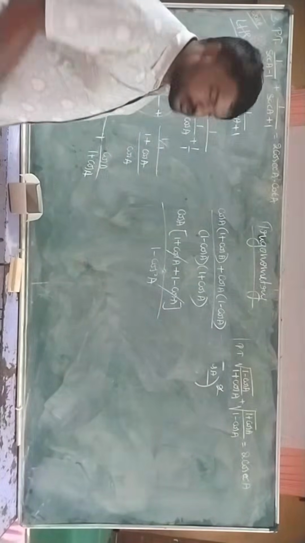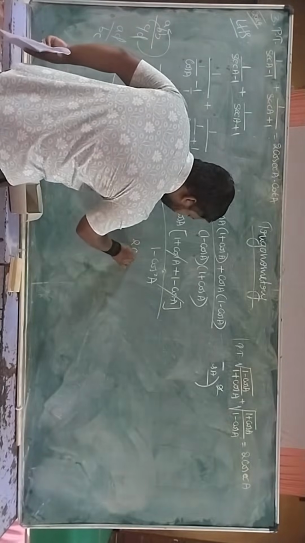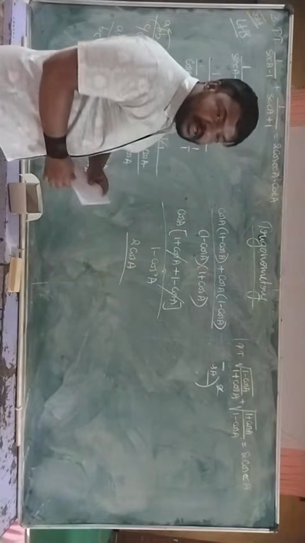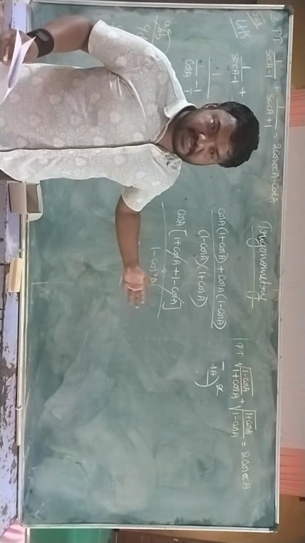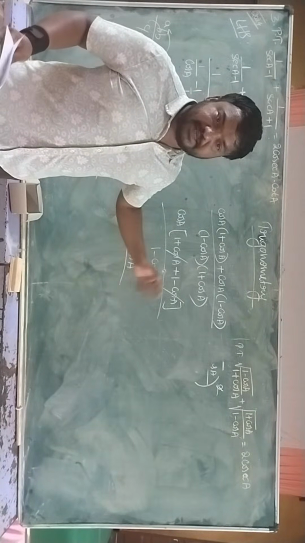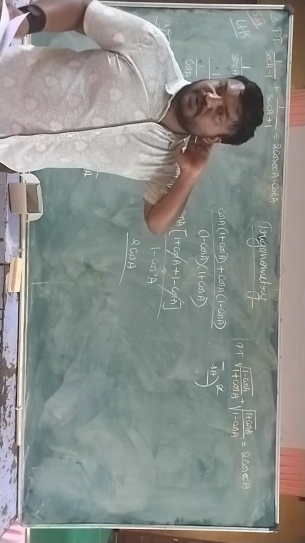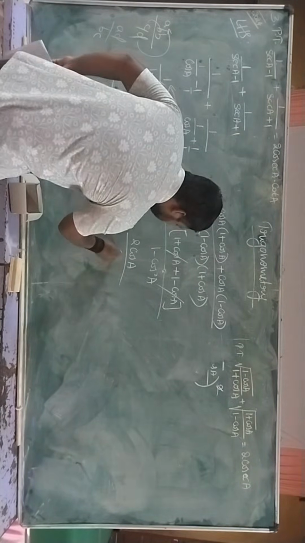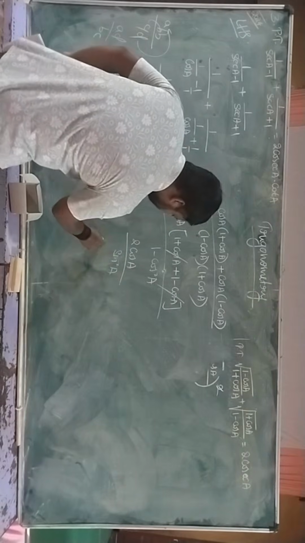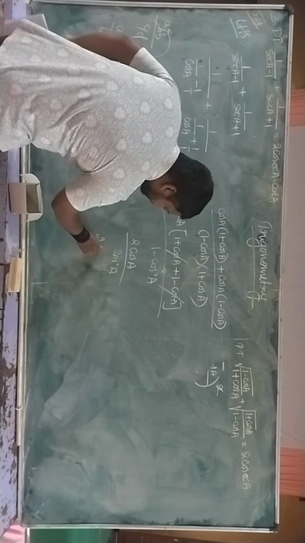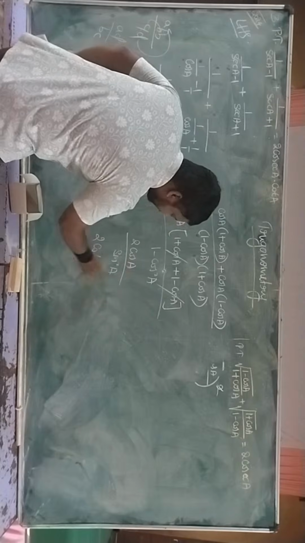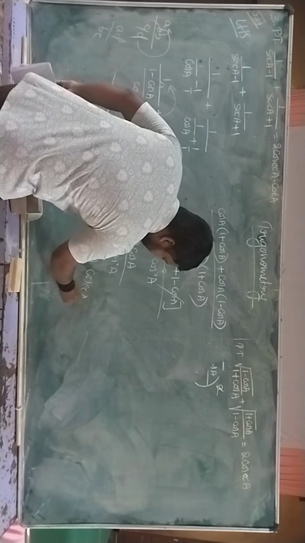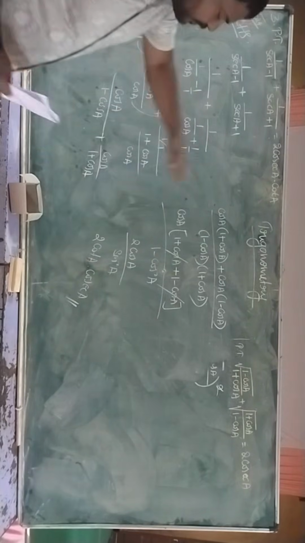1 plus 1, 2. 2 times cos A divided by 1 minus cos square A, which is nothing but sin square. According to the first identity, sin square theta plus cos square theta is equal to 1, and 1 minus cos square theta is sin square. So sin square A. 2 cos upon sin is cot, cot A. 1 upon sin is cosec. So this is your RHS. See, 2 cosec into cot.